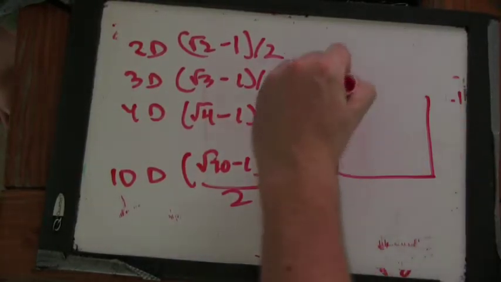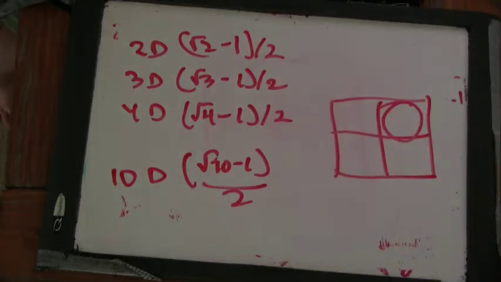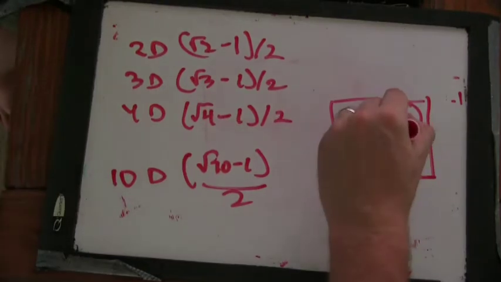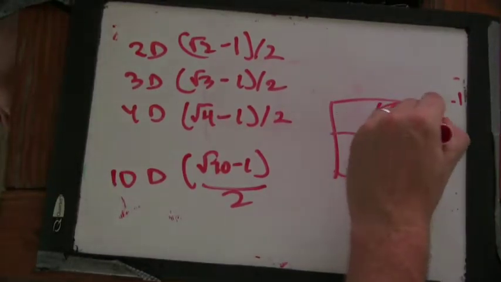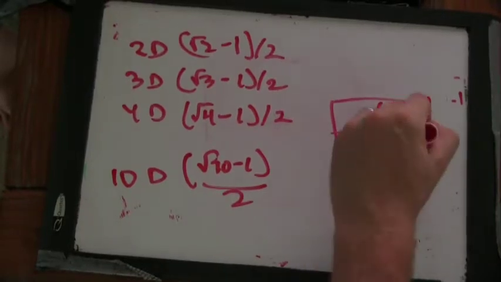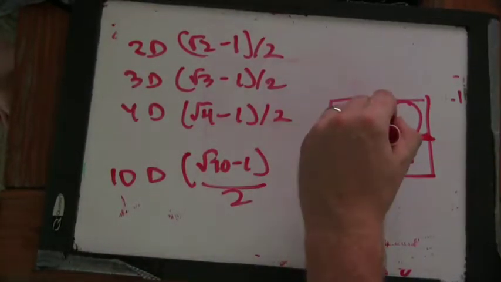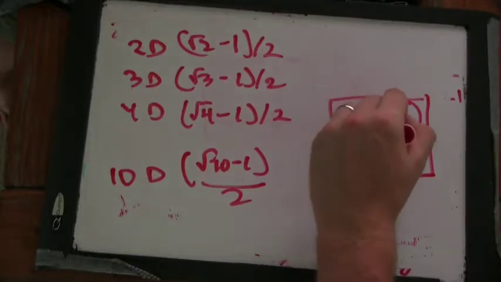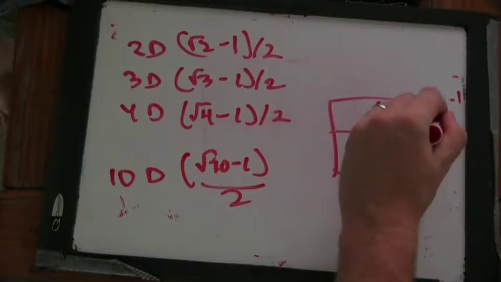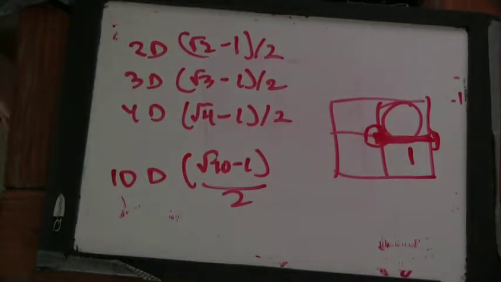Now remember, this is bigger than 1. Root 10 minus 1 over 2 is bigger than 1. Okay, and what's 1? What's important about the number 1? 1 is half the side length of the big hypercube. So in 10 dimensions, all of a sudden, the central sphere somehow has a radius that's bigger than the box, but it goes also a distance out this way. That means it goes outside the box. Did you see that coming?